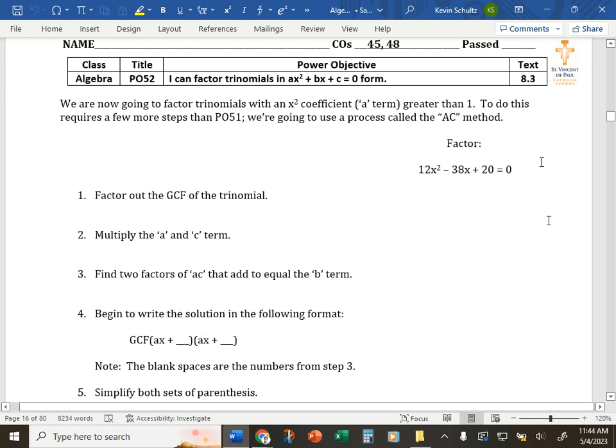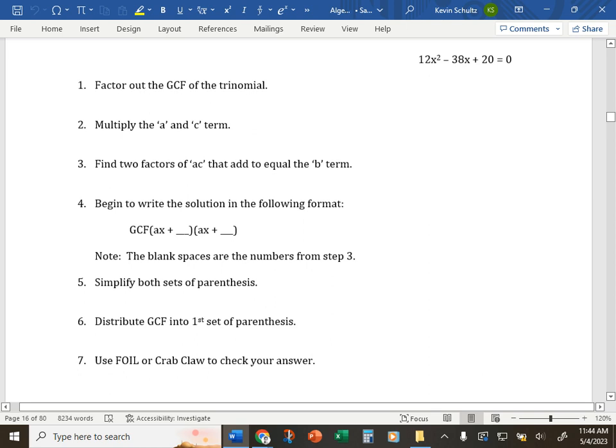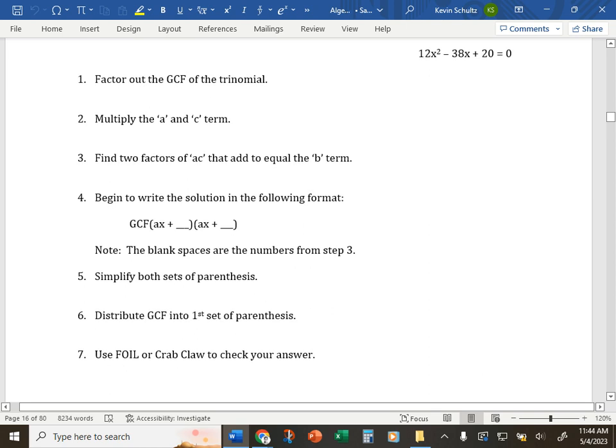In this video, we are going over what I would dub a super duper power objective, PO52, which is factoring, similar to 51, but again, like we've already talked about, it's got that coefficient to x squared. So not only do we have the b and the c term we have to fit into our number puzzle, we also have to incorporate that a term as well, that coefficient to x squared. Okay? So this is a much longer process than it was with 51.